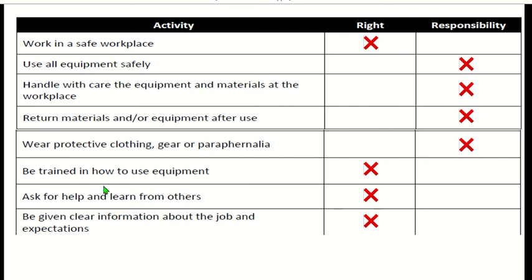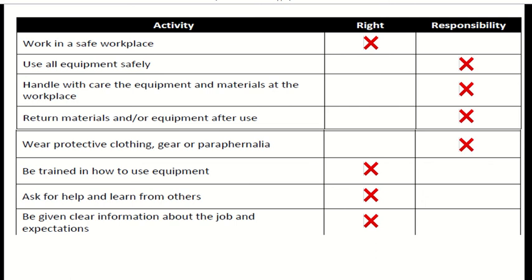And then, be trained in how to use equipment. That is a right. No? So, kailangan mong matutunan kung paano ang paggamit ng mga equipment. That is your right. Ask for help and learn from others. That is also a, what's this? Is it a right or a responsibility?